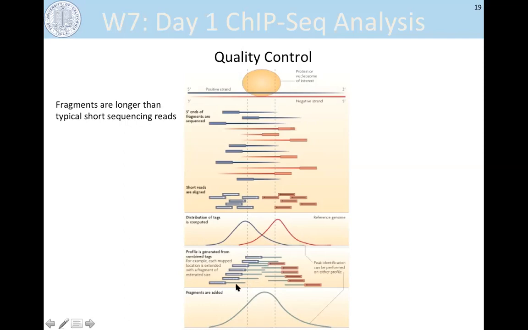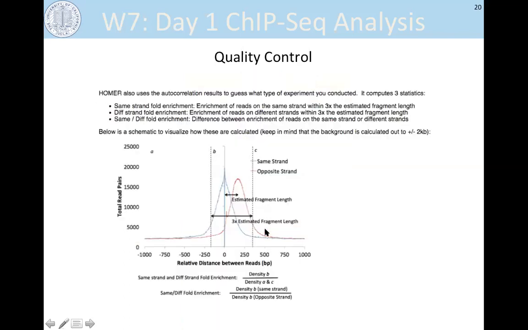Some programs will do modeling to predict where the more accurate binding site is, but you can also use this sequence distribution to assess enrichment, to assess how well your chip worked. So for example, you can look at the different statistics that this program, Homer, uses.